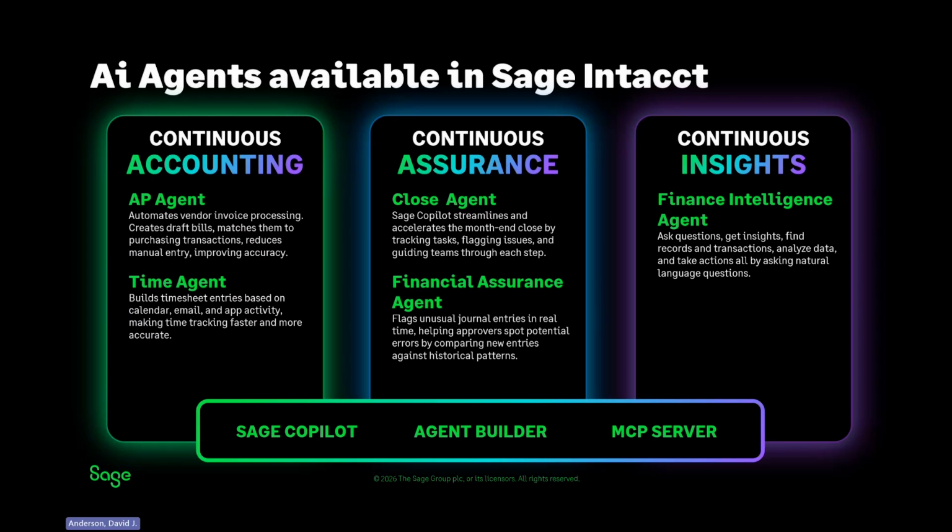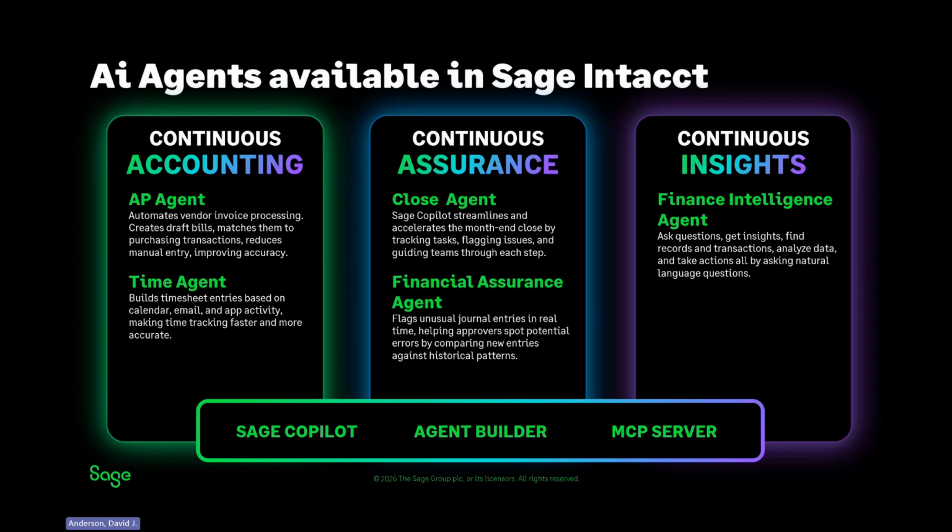First, I think about continuous accounting. Our AP agent is already automating vendor invoice processing, drafting bills, matching to purchasing transactions, and that's, of course, reducing manual entry. Our time agent builds timesheets automatically from the calendar or activity data. It isn't just incremental efficiency, it's actually removing friction from your day-to-day finance operations.